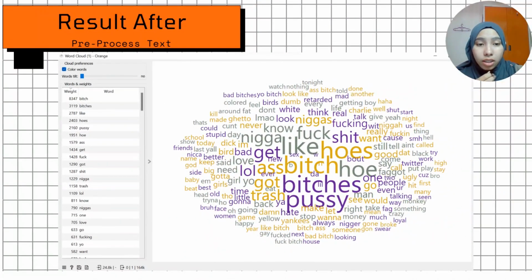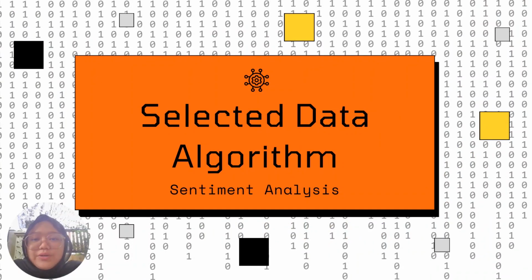So this is the result after we apply the pre-processed text. We only have informative words related to our project in the word cloud. So we don't have numbers, punctuation, and so on. So that's all for the pre-processed text. Let's move on to another section. Now, me, ALYA and YUSRA will explain about the selected data algorithm that we decided to use for our project, which is sentiment analysis.